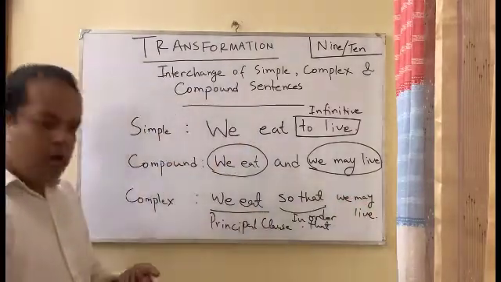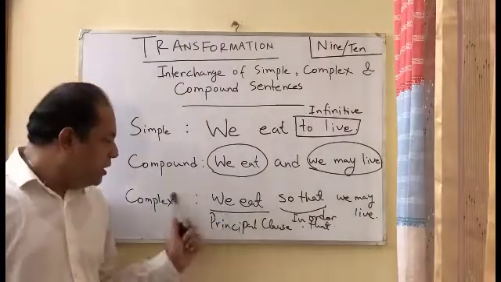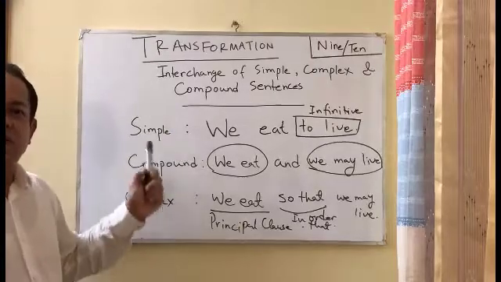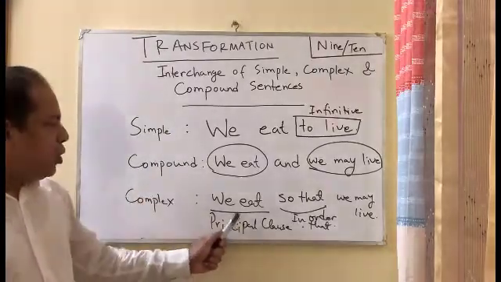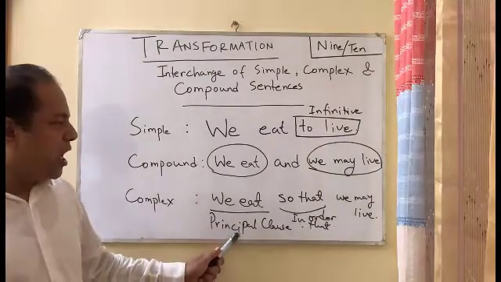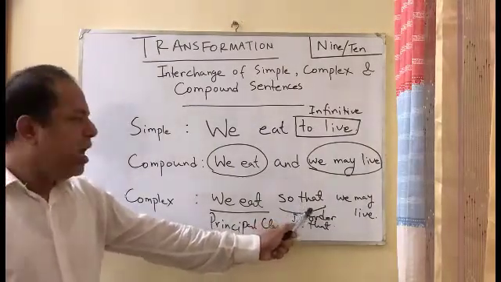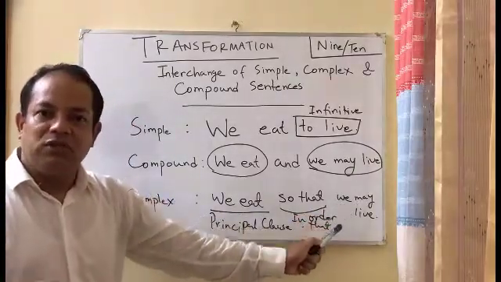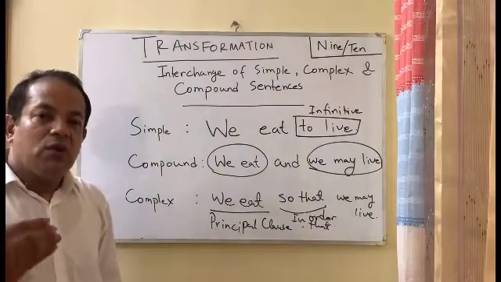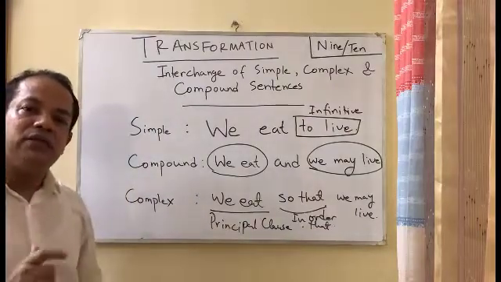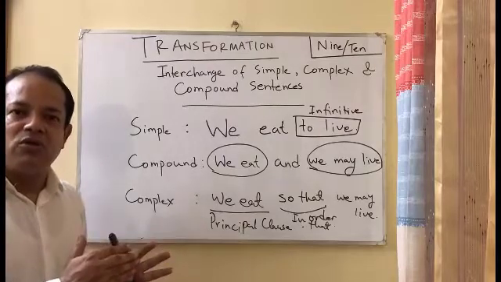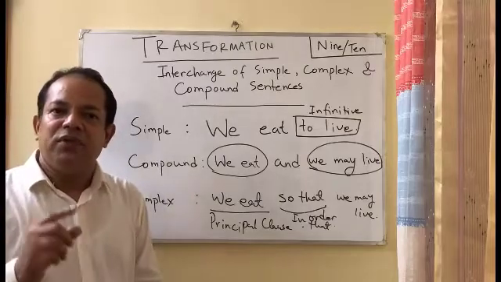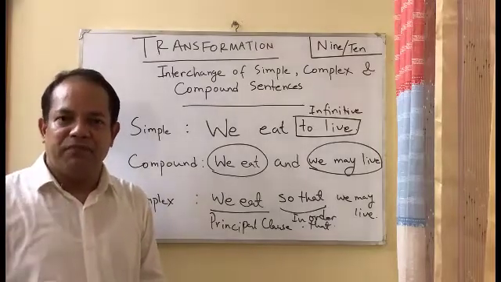So now in complex sentence, the sentence is quite different from the other two sentences. We have written here one principal clause, and we have used here a subordinate conjunction, and we have written another clause. This is called subordinate clause. So how can you know that this part is subordinate clause? It is very easy. Before subordinate clause, you must use a subordinate conjunction.